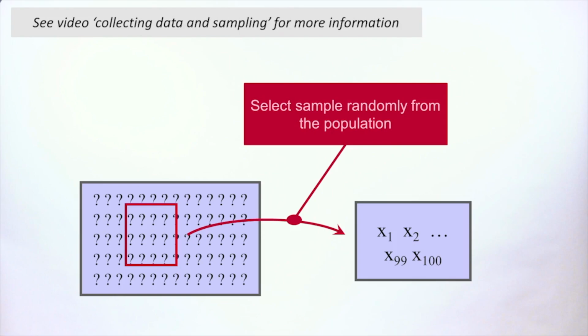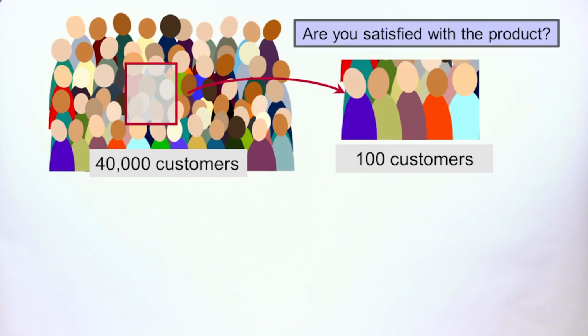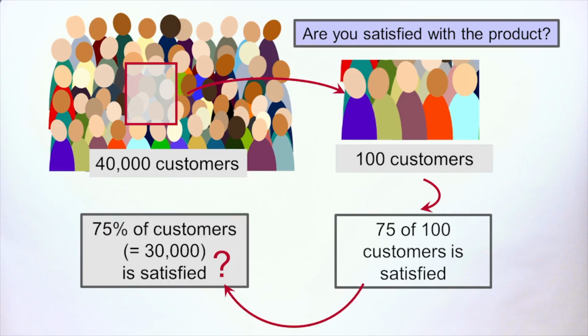Let's go back to our 40,000 customers and a sample of 100. Now you ask these 100 customers, "Are you satisfied with our product?" Imagine you find that 75 of the 100 customers are satisfied. That is 75%. Now, does this imply that we can conclude that 75% of our customers, that is 30,000 customers in the population, will also be satisfied with our product?